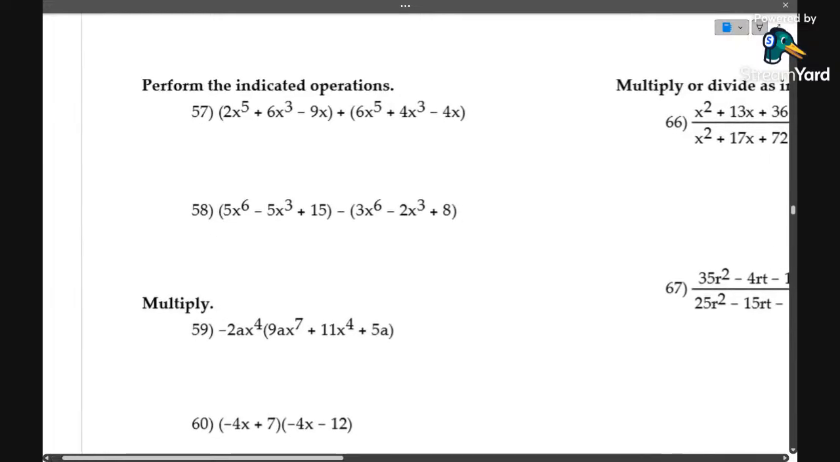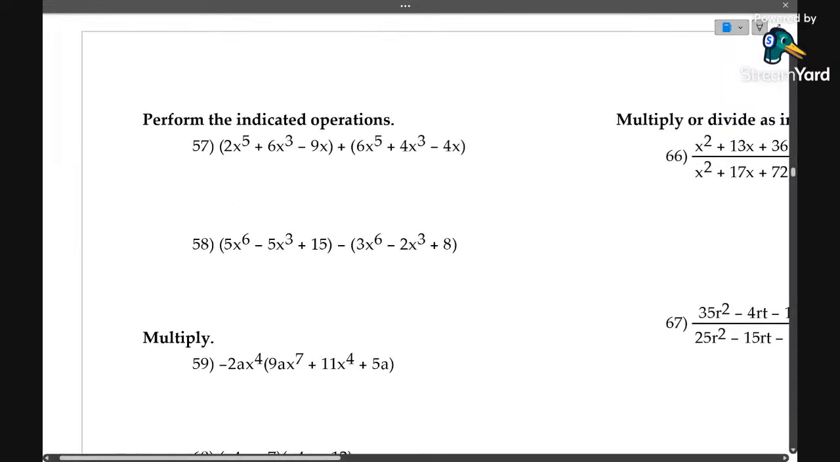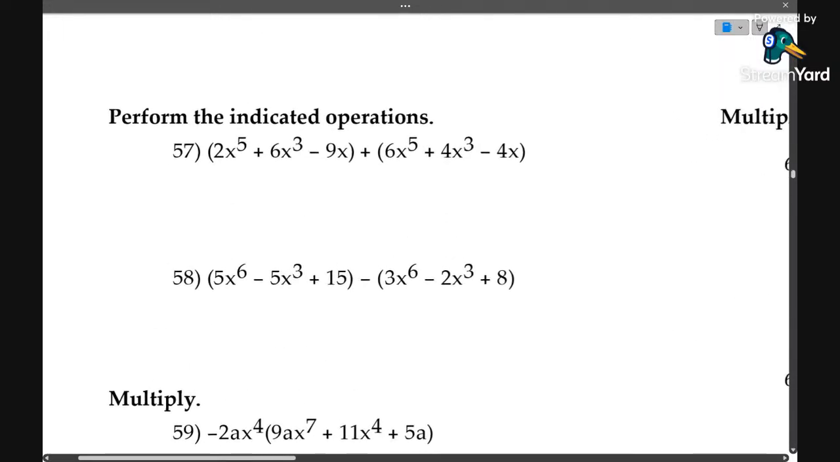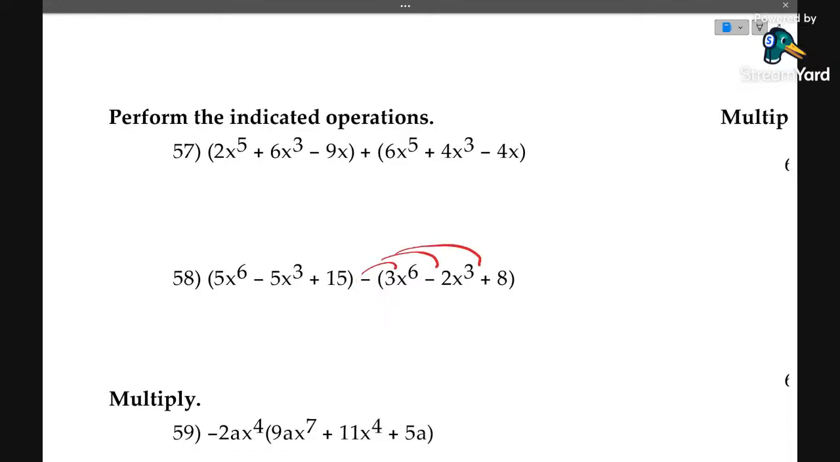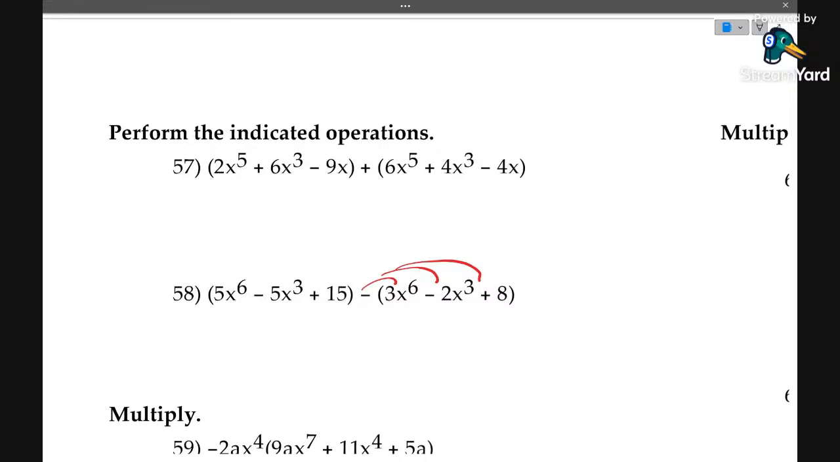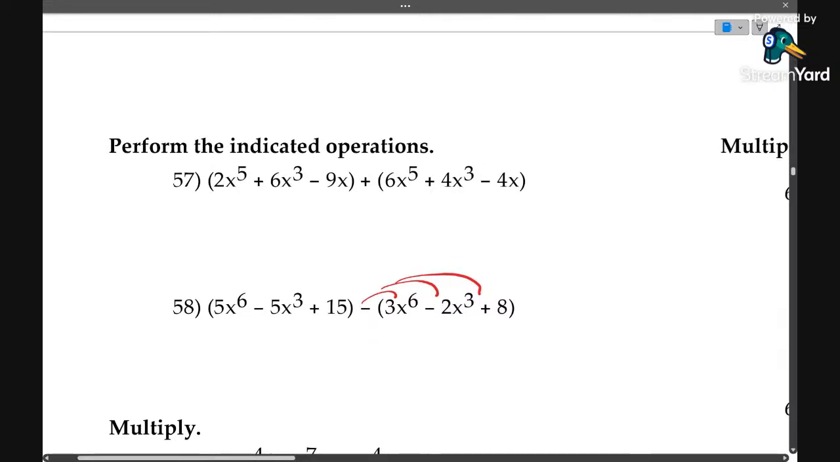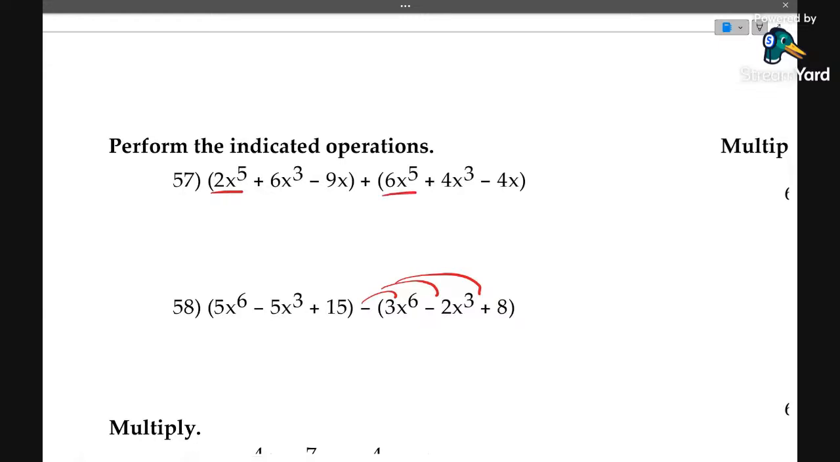So now we're moving into polynomials. So we've got addition, subtraction, multiplication, and division. When we're adding, it's just combining like terms. The only thing we have to be careful of is when we're subtracting, we need to distribute that negative first before we combine any like terms. So with addition, there's nothing to distribute. So we'll look for our matching exponents.